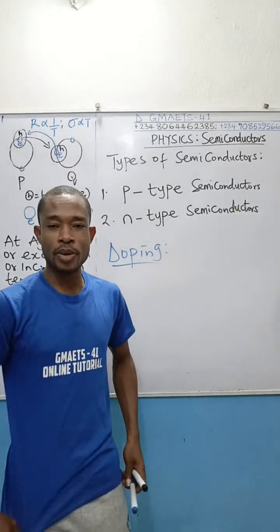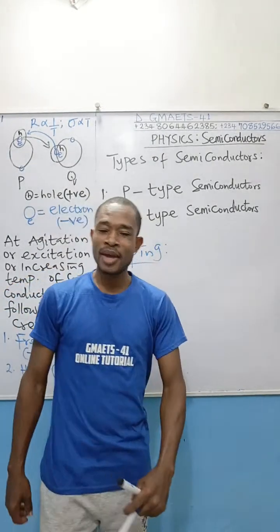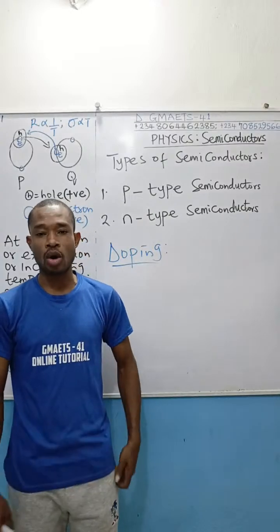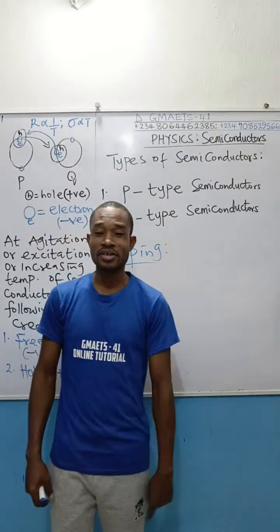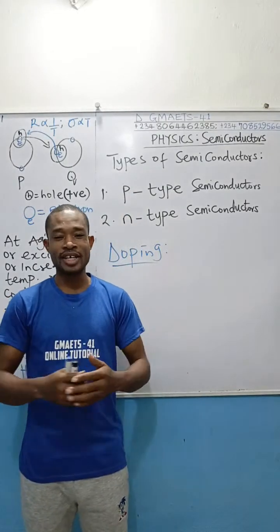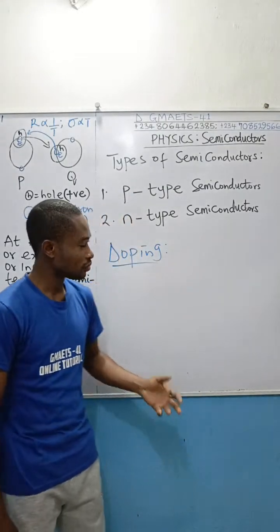So let us define doping before we explain how P-type and N-type semiconductors are formed. I hope the network is moving okay. That's good. No interference. And I just pray and hope that the network doesn't disturb any further.